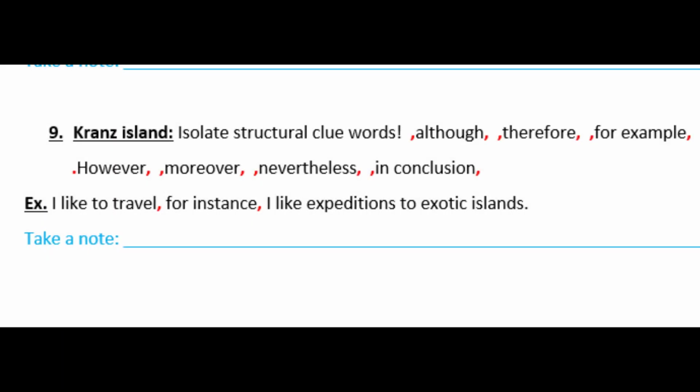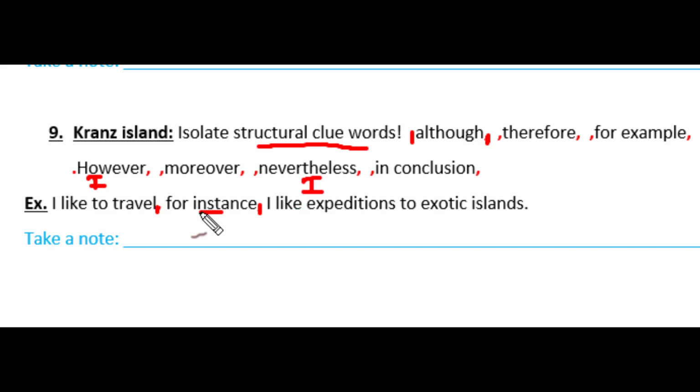Cranes Island, kids: we're going to isolate structural clue words away from other clauses by putting them in between two commas. Let's take a look at our example. "I like to travel," that's our independent clause. After that clause we have a comma. "For instance" is our structural clue word, or Cranes Island, and then you see another comma. And then it says, "I like expeditions to exotic islands." That's our other independent clause.